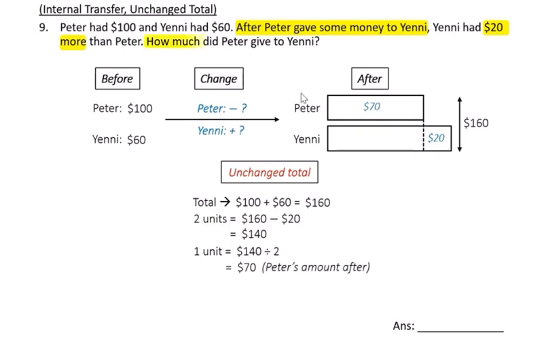So the question asks me, how much did Peter give to Yenny? So you look at the row of Peter. You see Peter is all on top. Peter before that had $100. After giving some money to Yenny, Peter had $70 left. How to find this? You just take 100 minus 70. Your answer is $30.